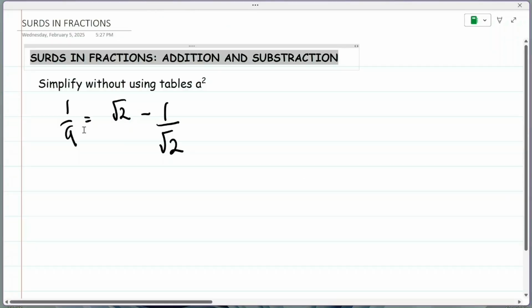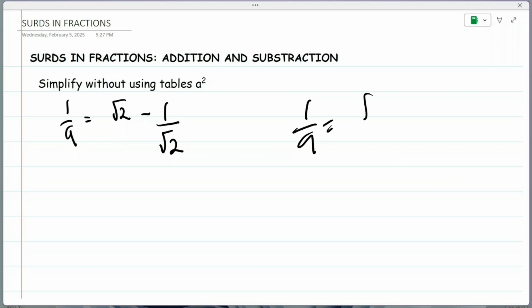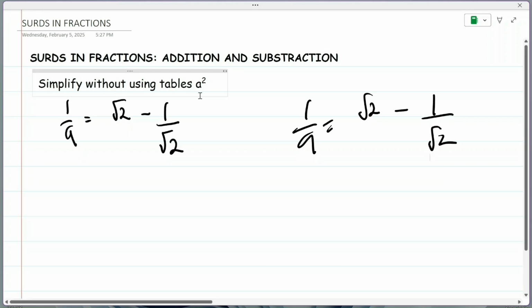This is a question also gotten from a further maths textbook, where you have: simplify without using tables a squared, where the question gives 1 over a equals root 2 minus 1 over root 2. We say 1 over a equals root 2 minus 1 over root 2. We're asked to look for the square of a. We have to find a first before we square it.